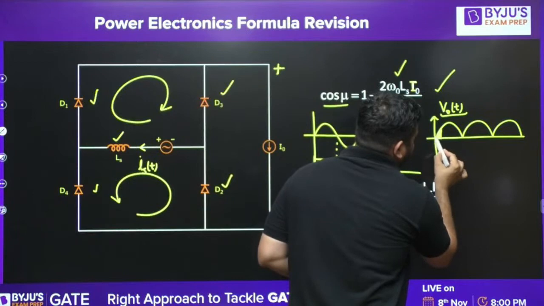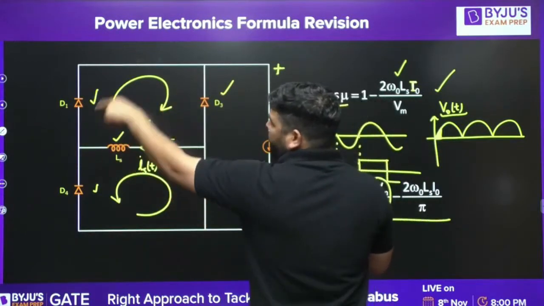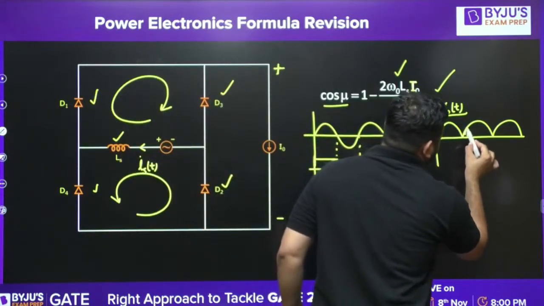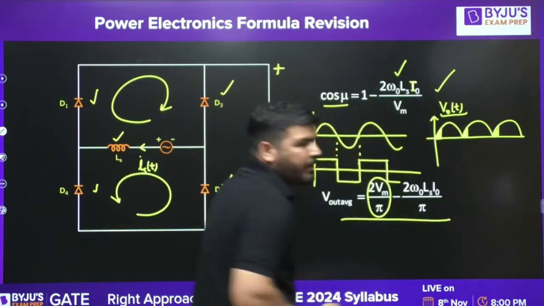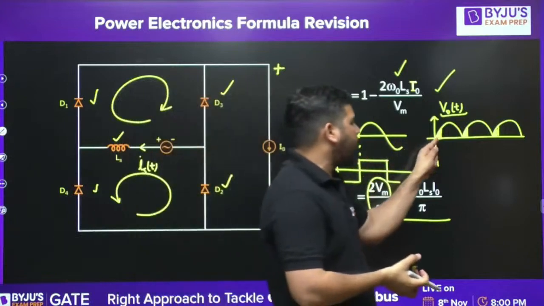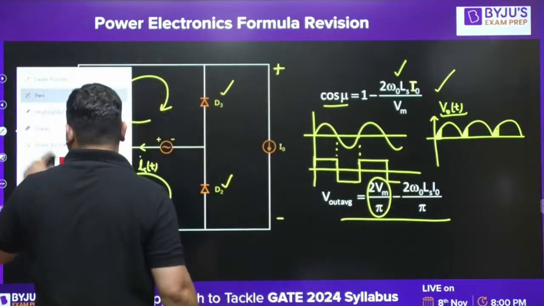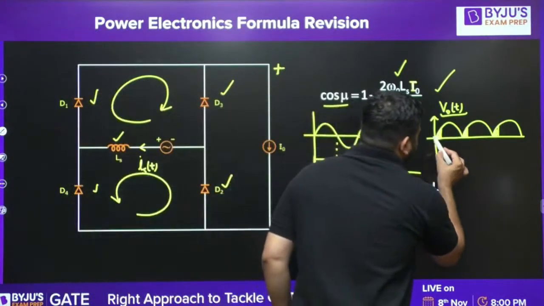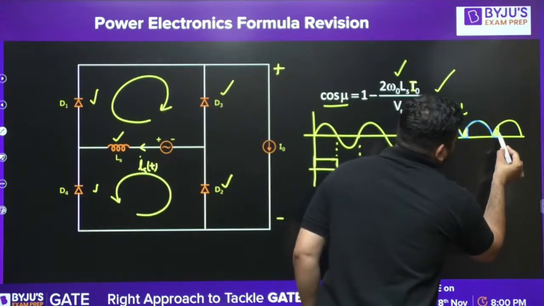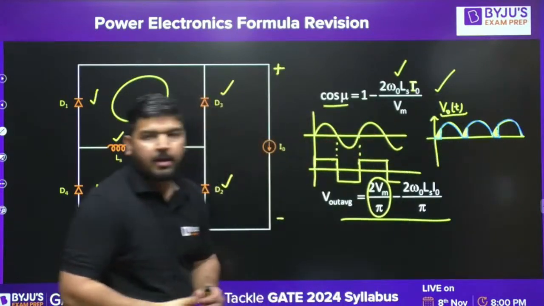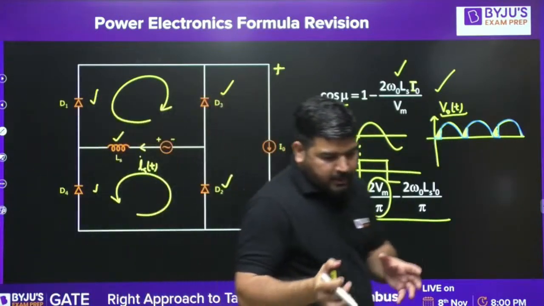During this interval, it will be 0 because all 4 diodes are conducting. Similarly, during this interval, all 4 diodes are conducting. During this interval, all 4 diodes are conducting. So the average value is decreased. During this interval, output voltage is 0. If I plot the output voltage, it will look like this. During this mu interval, output voltage will be 0. So you can say that the average value is decreased.